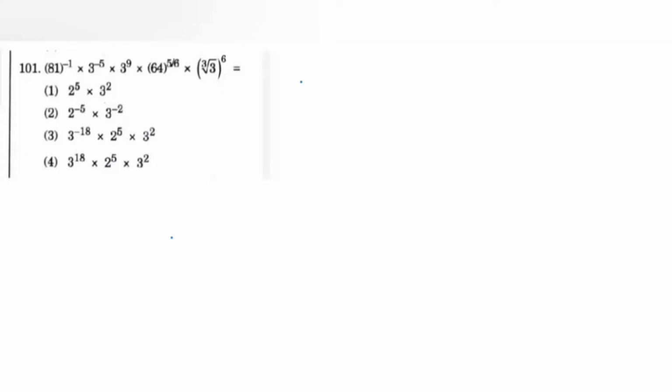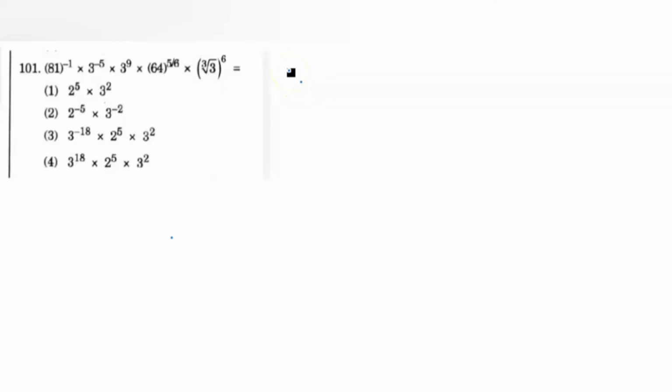Hello everyone, let us continue solving the remaining questions from TS TET paper 1. Question number 101. It is 81 power minus 1 multiplied with 3 power minus 5 into 3 power 9 into 64 power 5 by 6 multiplied with the cube root of 3 power 6. So let us simplify this and check the answer from the given options.